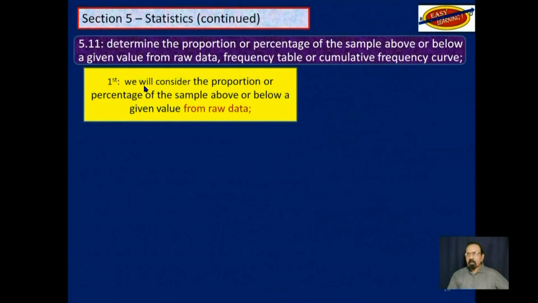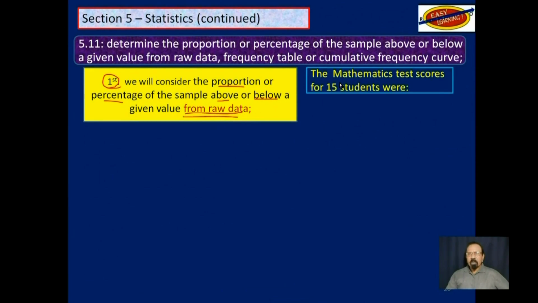So we can divide this objective into 3 parts. First, we will consider the proportion or percentage. As a matter of fact, we will do both of them because they're basically the same, of the sample above or below, basically the same thing, of a given value from raw data. So you may have the mathematics test scores for 15 students. This is the raw data. If we pick, for example, 60, what proportion or percentage is above that or below it?